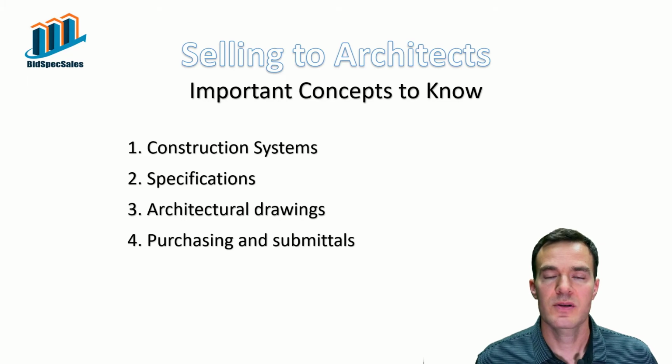Next is going to be purchasing and submittals. Now, this is, of course, very important, because purchasing is how you make money when you sell your product. So how is the product purchased, and how do submittals work? A submittal, as a quick background, is going to be submitted by a subcontractor to a general contractor, typically, and then the architect or engineer is going to be reviewing those submittals to approve their use. So at that point, they can either approve or reject them.